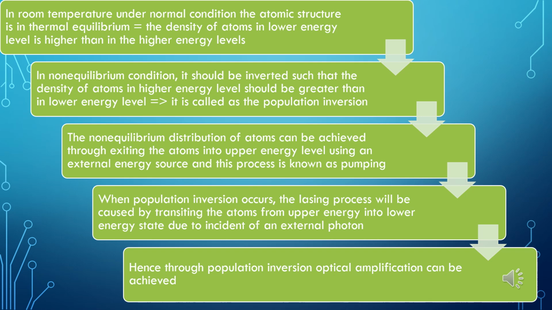The non-equilibrium distribution of atoms can be achieved by exciting the atoms into the upper energy level using an external energy source. This process is known as pumping. When population inversion occurs, the lasing process will be caused by transiting the atoms from the upper energy state into the lower energy state, due to the incidence of an external photon. Hence, through population inversion, optical amplification can be achieved.